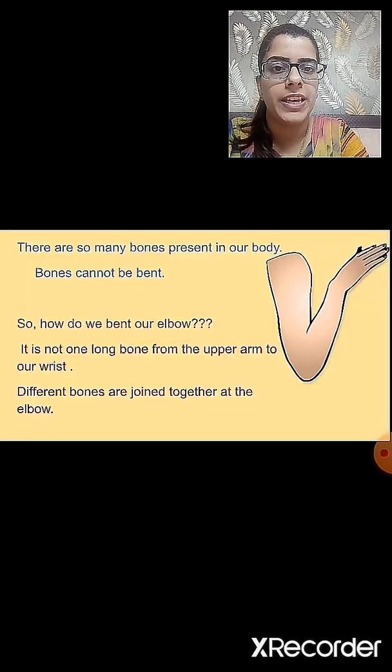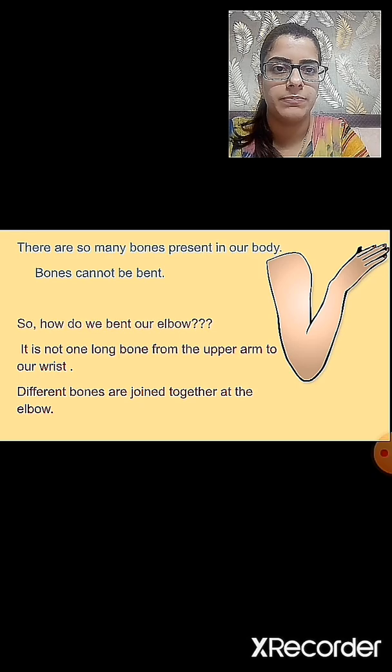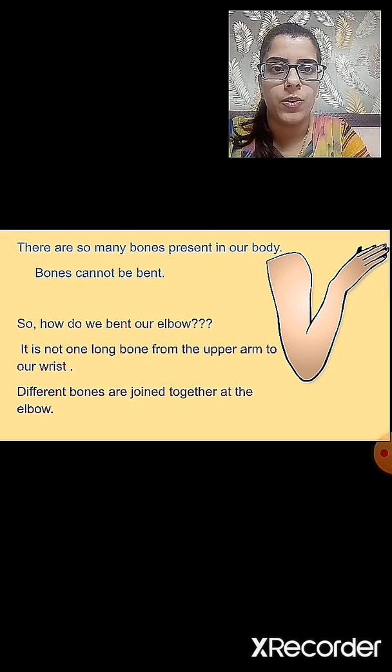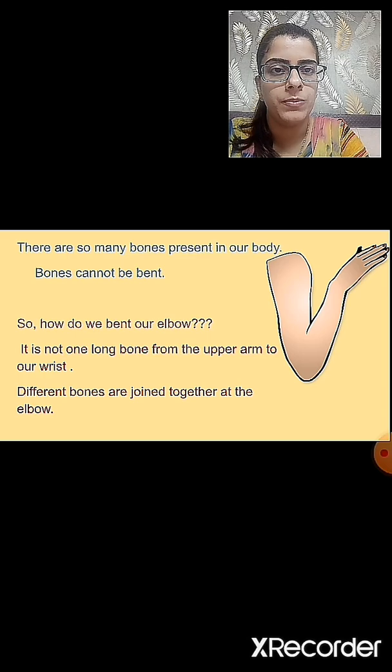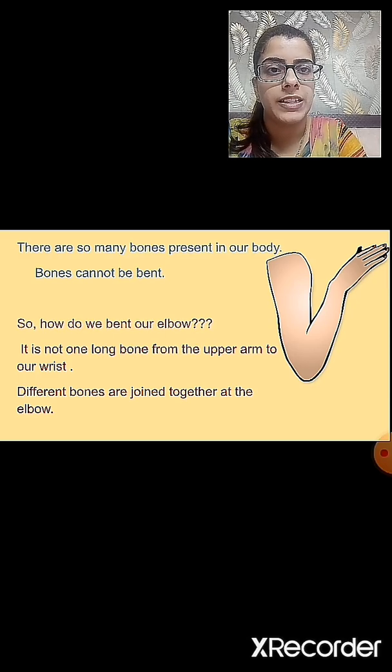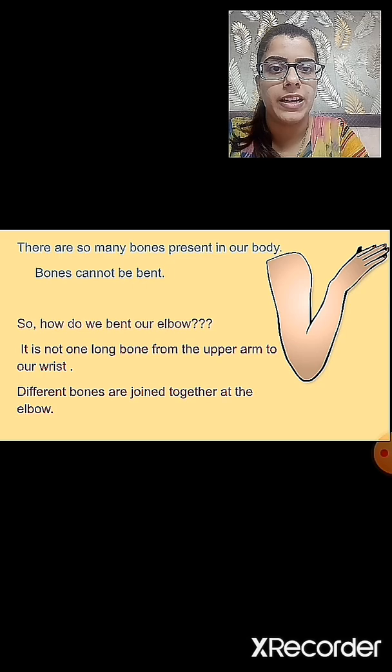There are so many bones present in our body. Bones are hard and bones cannot be bent. So, how is it possible for us to bend our elbow? We said that bones are hard and we cannot bend the bones. So, how is it possible for us to bend our elbow?